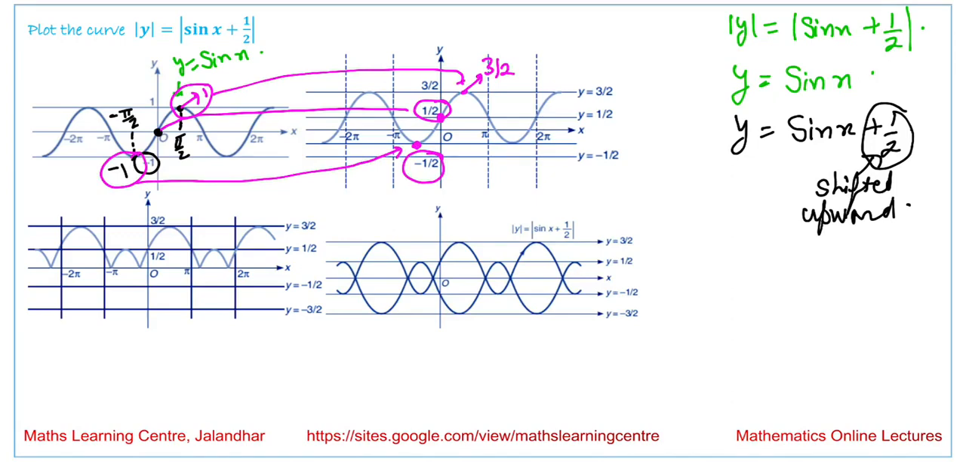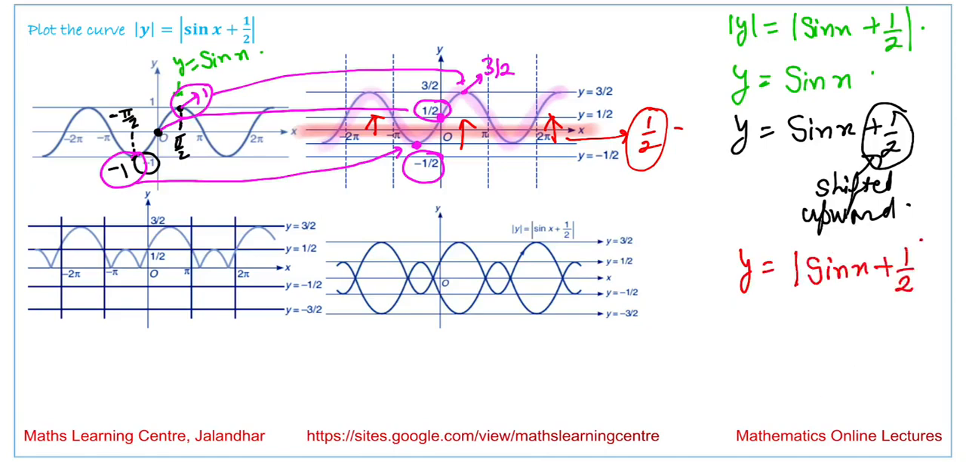So we have obtained the graph corresponding to the function y is equal to sin x plus 1 by 2. This is the x-axis, and the whole of this graph is shifted upwards by a factor of 1 by 2. Next we are going to plot the graph corresponding to y is equal to mod of sin x plus 1 by 2.